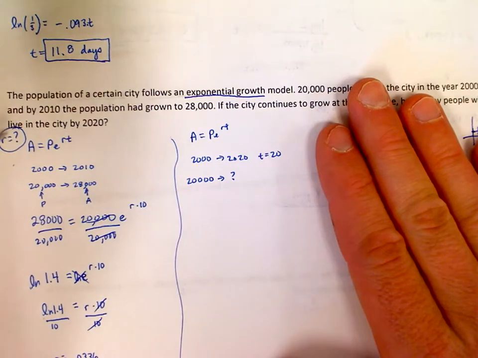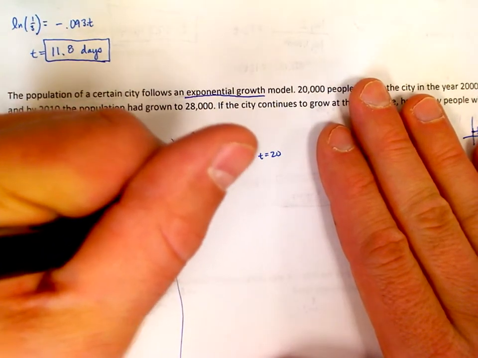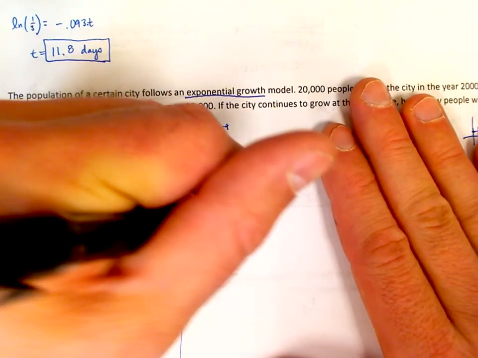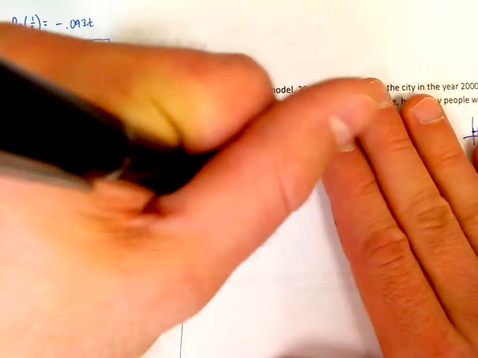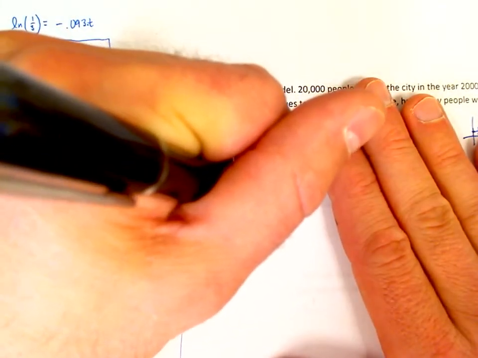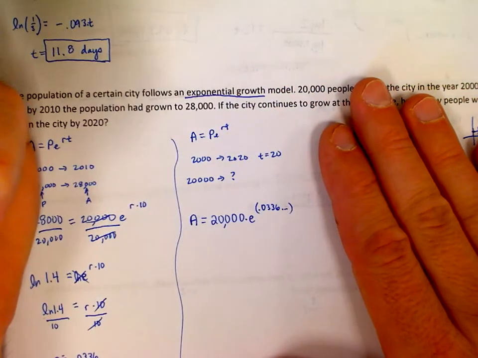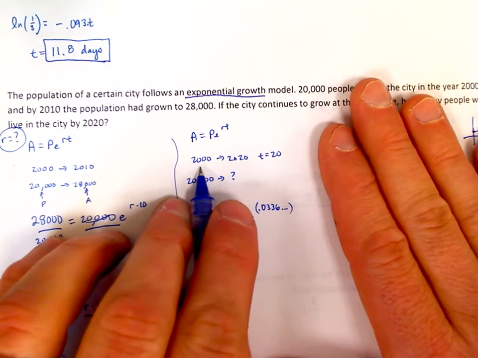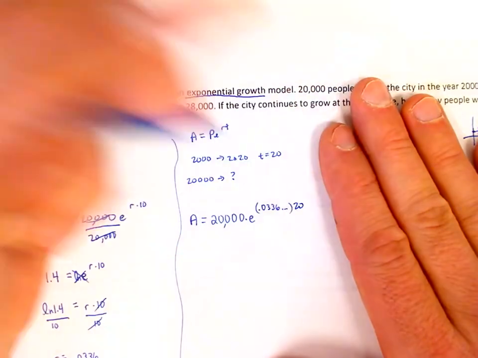I started at 20,000. Ready? My final amount, that's what I want to know. So what's the population? The initial population is 20,000 times e raised to the, and now I know it's the 0.0336, so on and so forth. That number is unrounded, times the number of years that went by, and in this case we're saying from 2000 to 2020, 20 years went by.